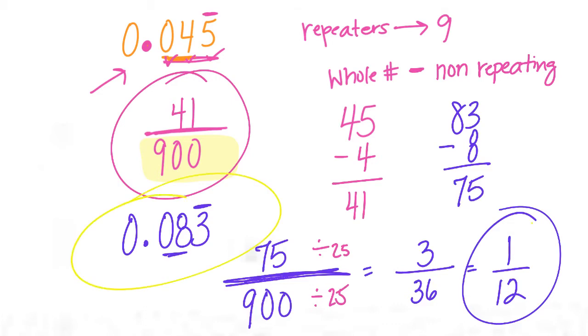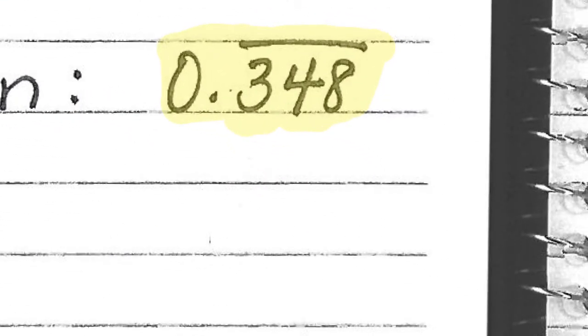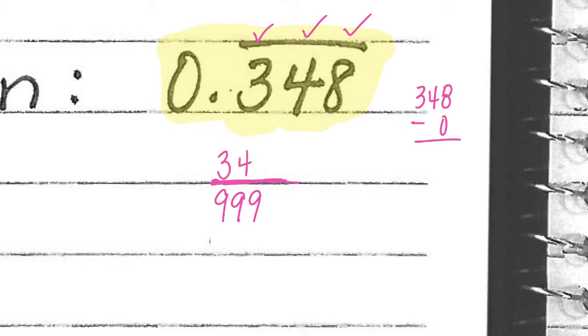my question. So let's go back to this weird question from the book. Notice in the denominator, we are going to have all 9s. 1, 2, 3, because they're all being repeated. And then you're going to say, well, what happens when there's no non-repeaters? So I'm going to take the whole number, and if I subtract no non-repeaters, isn't this just 348 over 999?